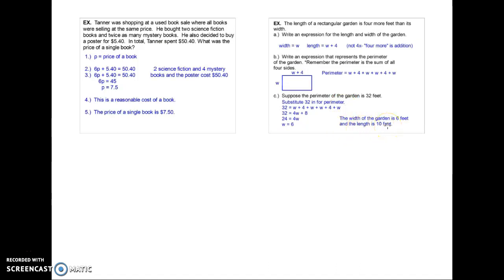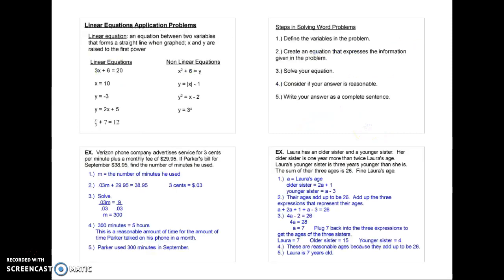Okay, so the dimensions of your garden, dimensions mean your length and your width, the dimensions are 6 feet for the width and 10 feet for the length. Those are the dimensions of your garden. Okay, now again, this was your concept number 10, which is linear equations application problems.